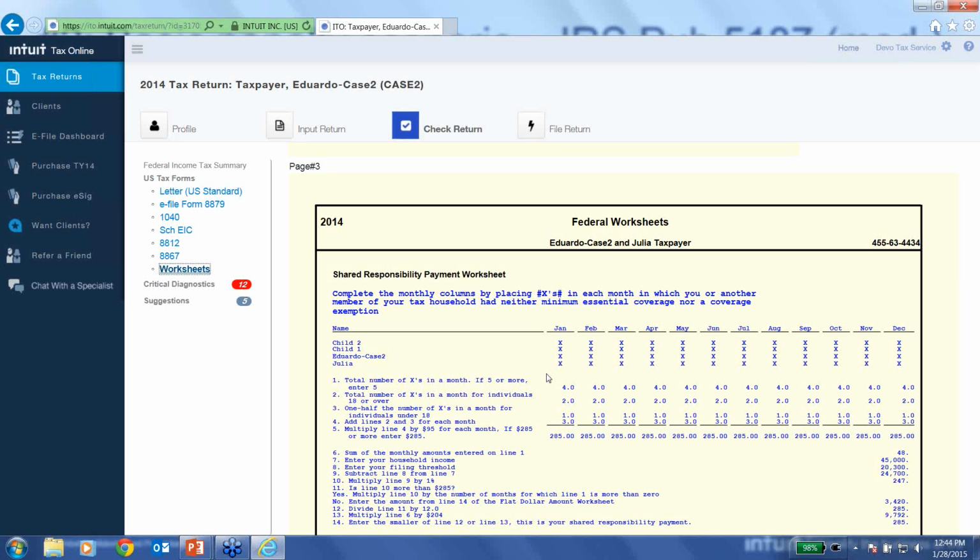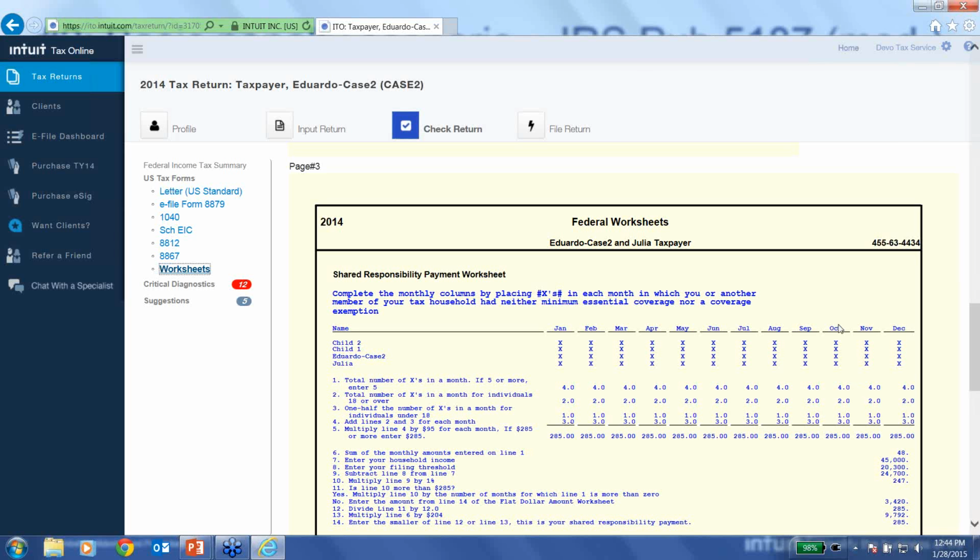And then on line 2, we have 2 members of the household who are over 18. So we put 2's across the board. Line 3, 1/2 the number of X's in a month for individuals under 18. The 2 kids were under 18, so we have half of the 2 equals 1, and that gets placed in each month. We total lines 2 and 3, and we have 3 across the board for each month.